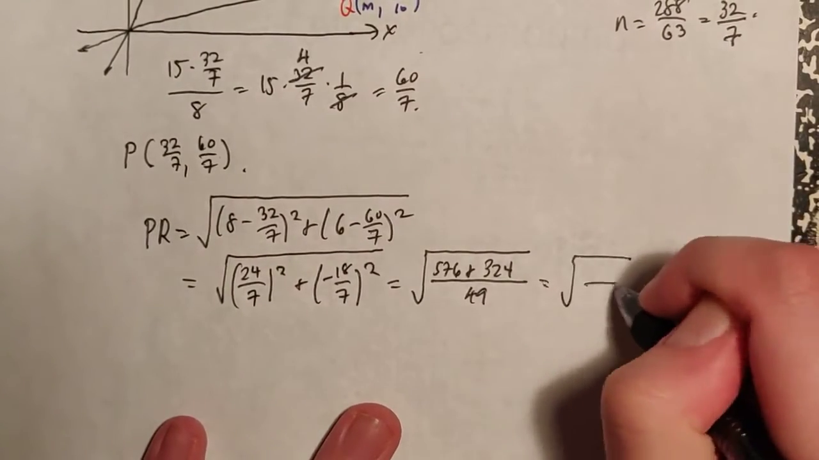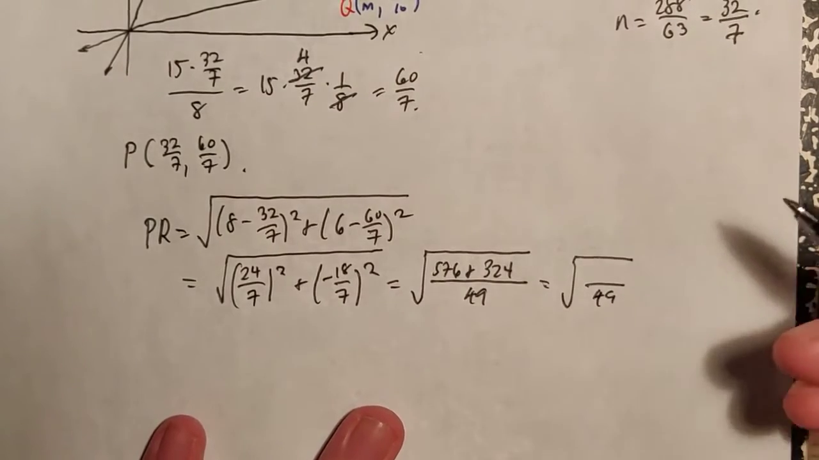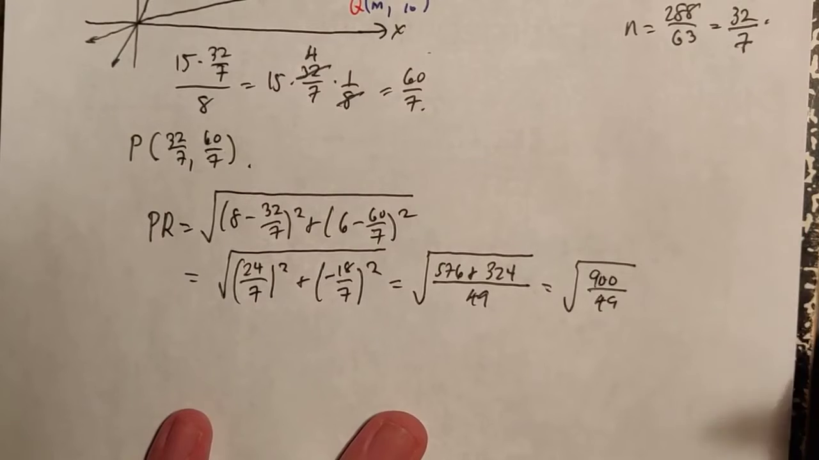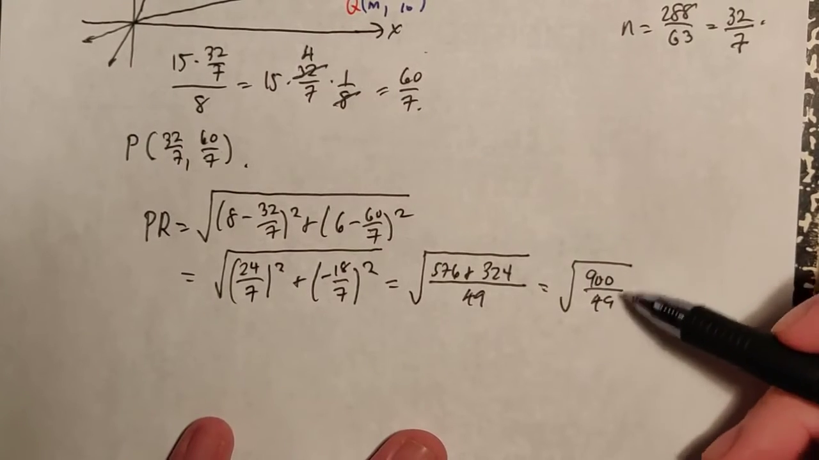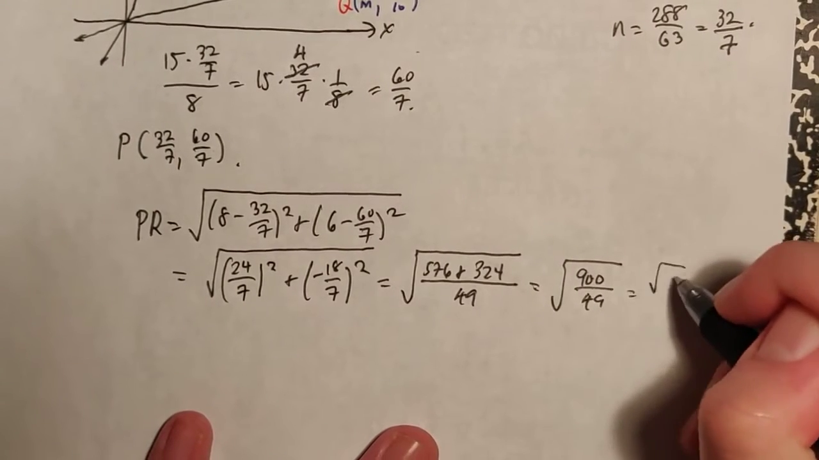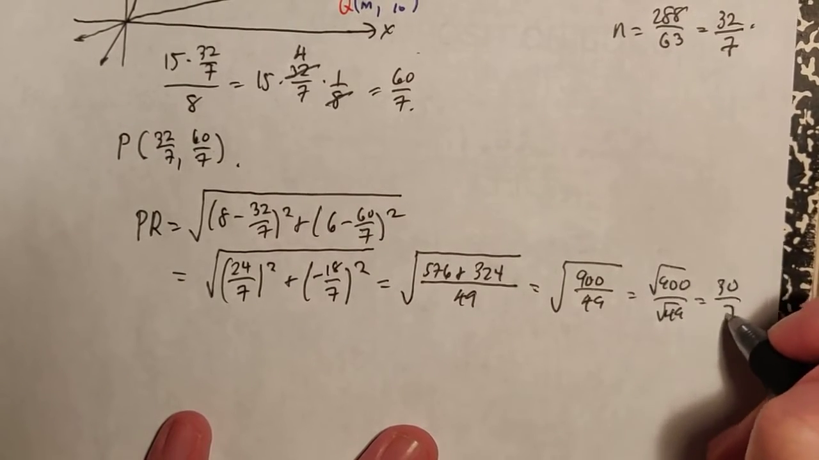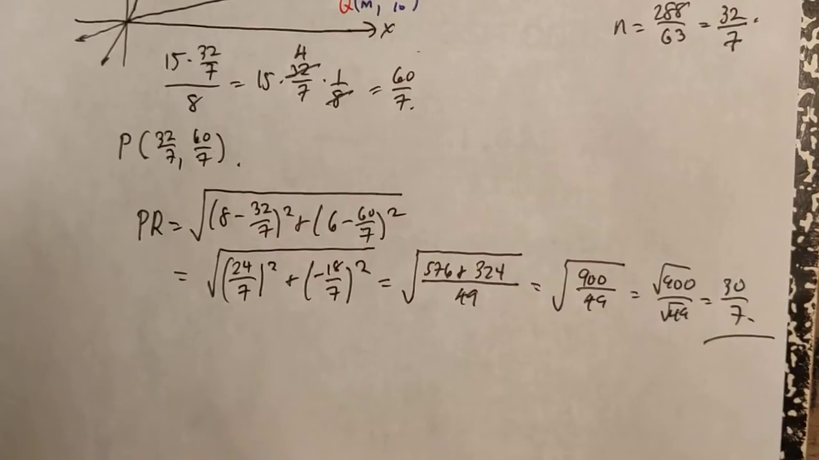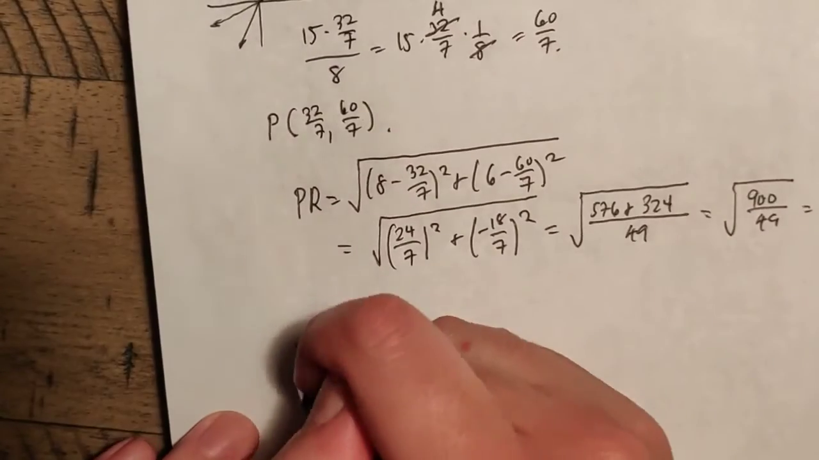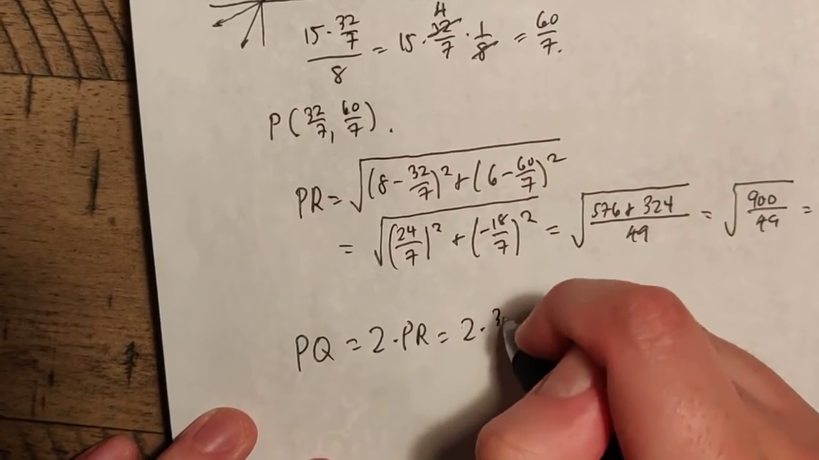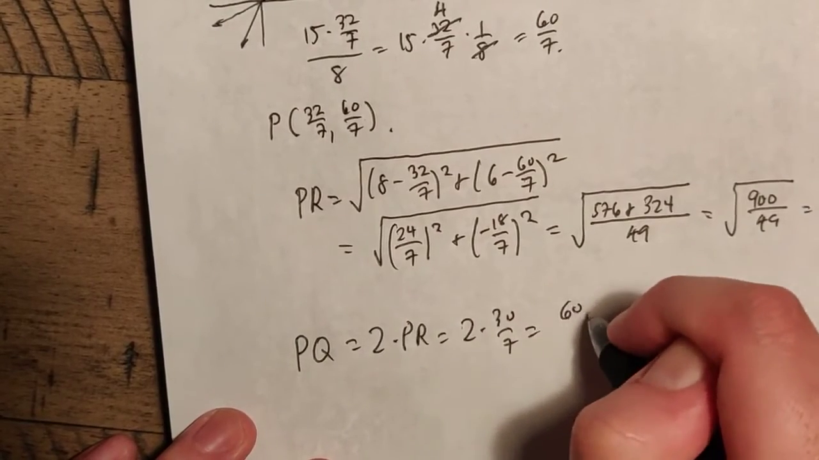And this is the square root of something over 49 here. 576 and 324 actually very nicely add up together to make 900. And we are very happy about this because both these are perfect squares. So this is just the square root of 900 divided by the square root of 49, which is just 30 over 7. Quite nice here. So now we know, therefore, that PQ is just double PR, which is 2 times 30 over 7, which is 60 over 7.